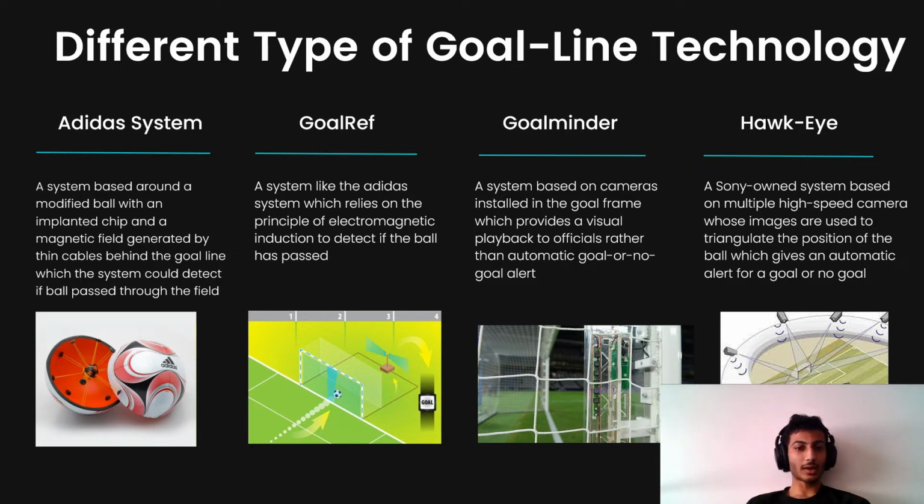The fourth one, the Hawkeye, the most used and the most accurate system out of the eight systems, was made by Sony. It is based on high-speed cameras on either side of the ground. Around 5 to 7 cameras will be used near the goal, which will be used to pinpoint the position of the ball using the images, and automatically the software will inform the referee whether it crossed the goal line or not.